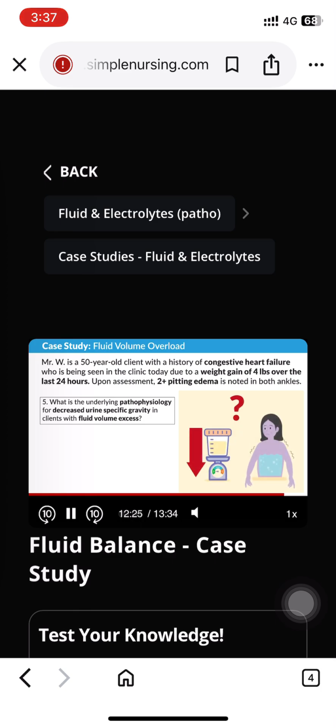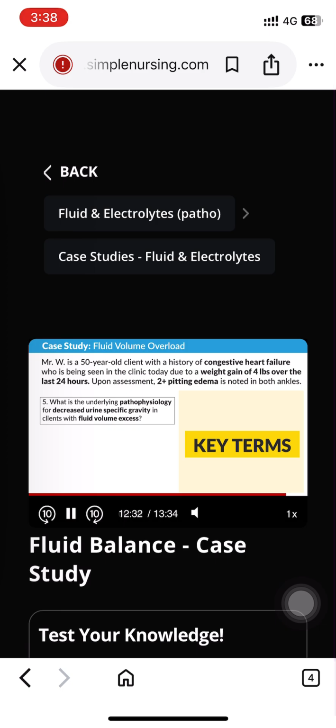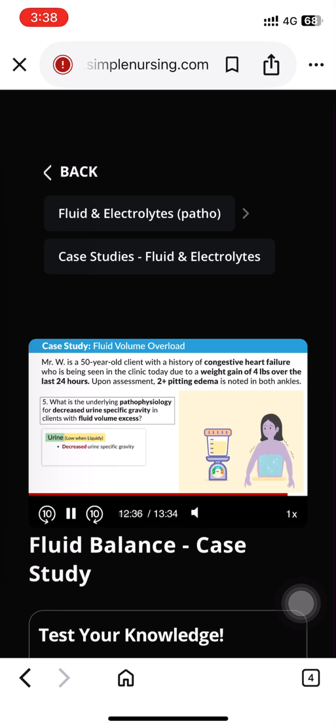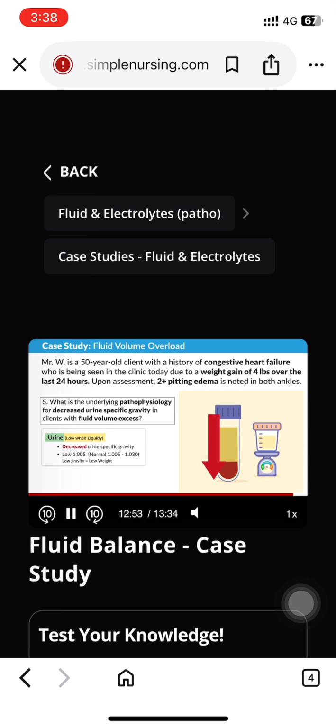All right, let's break this down. So always, before looking at the options or thinking about the answers, always use the key terms in the question. So decreased urine-specific gravity, you remember decreased weight, or basically low weight, like gravity, right? And fluid volume excess, we have too much fluid. So again, you have to think diluted blood from too much fluid. Very light liquidy urine, that low weight from that fluid dilution.